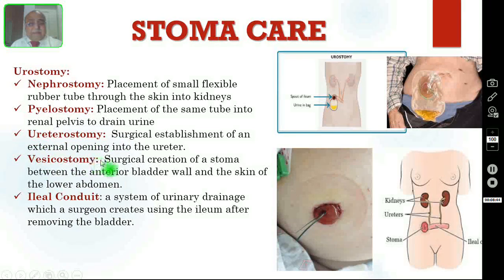So the vesicostomy is surgical creation of a stoma between the anterior bladder wall and the skin of the lower abdomen. That is vesicostomy. Whereas the ileal conduit, this is a system of urinary drainage which a surgeon creates using the ileum after removing the bladder for bladder carcinoma. So here you are seeing this is the bag, you can see it, urine is draining there. This is the ileal conduit.